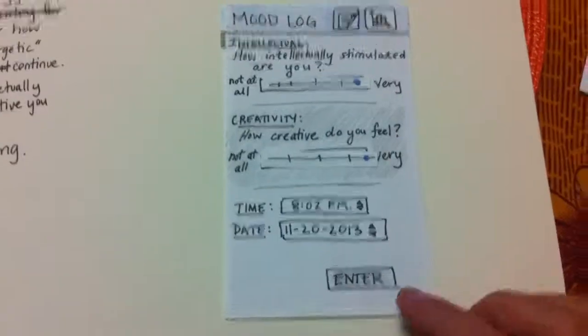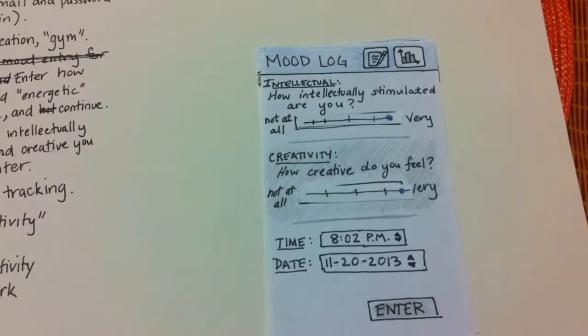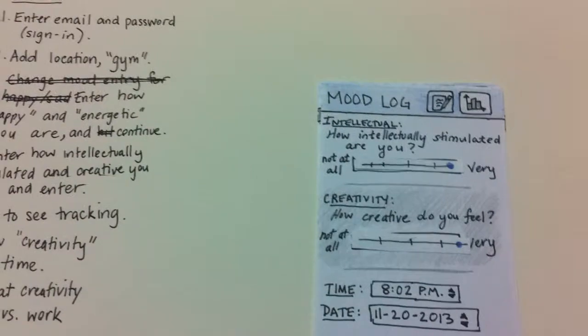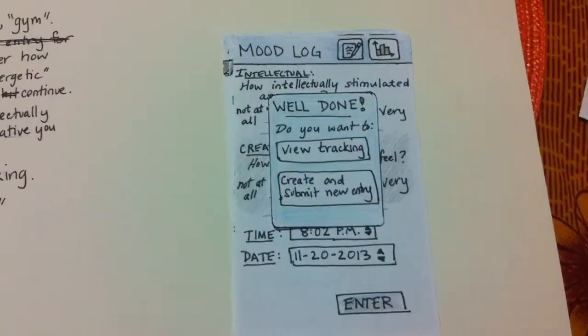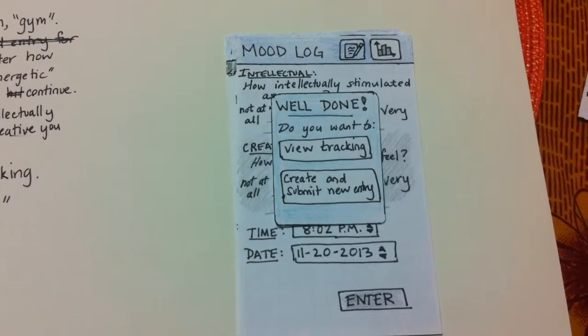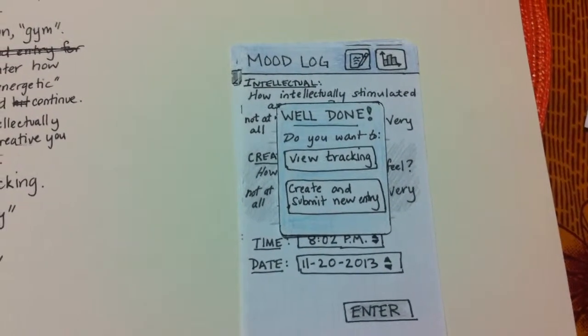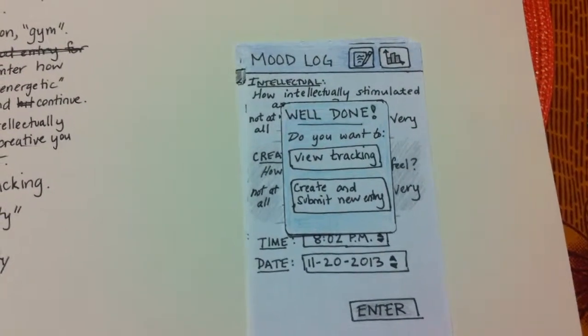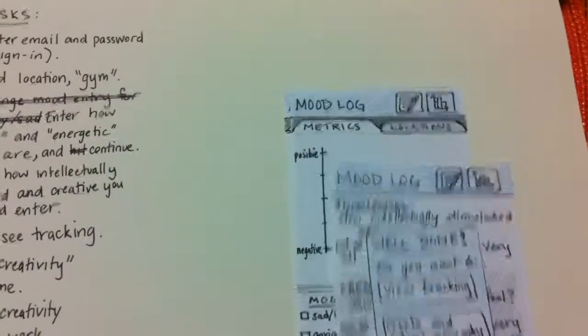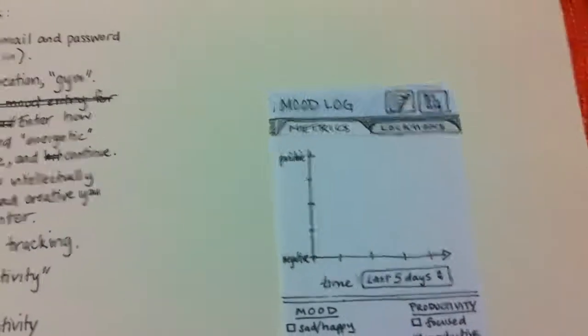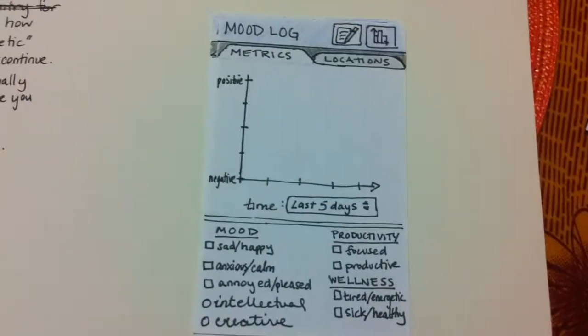So, okay, great. So we hit enter, and then we get this lovely little, well done, you did a great job message. It says, do you want to view tracking or create and submit a new entry? Again, in case you want to create a few different entries at once. So we're going to go ahead and click view tracking. We want to see how we're doing here. And ta-da, we get to the tracking page.